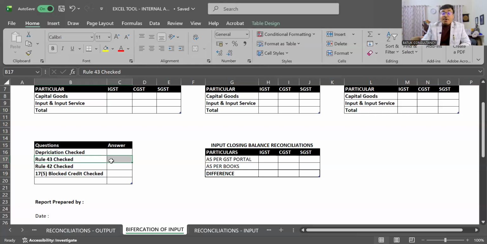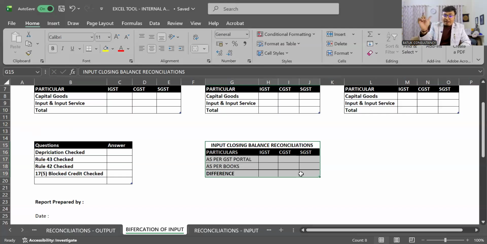We also need to go for the input closing balance reconciliation. I can say this is the most important reconciliation. You may take the closing balance of input tax credit as per your books of accounts as on the date on which you are going for the internal audit, and you need to take the closing balance from the GST common portal as on the same date. So if you find any variation, then you need to go for the reconciliation. Yes, in 90% of cases you will find differences, but the point is that we need to go for the reconciliation.